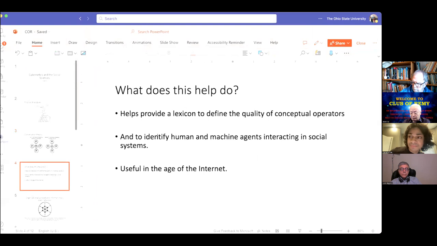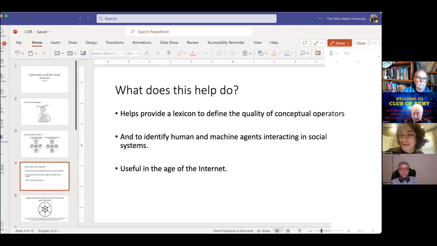So what does this help do? In my work, and I bet in Bernard's work, just because we studied EdTech quite a bit, it helps provide a lexicon to define the quality of conceptual operators being grappled with in any system, right? So in a classroom system, the M and P individual distinction, for example, can help you see what topics students are discussing together, how they're expanding on that object language that you provide them with the curriculum, right? And Pask called that an object language. And of course, it helps you identify who the machine and human systems are and what ideas they're producing.